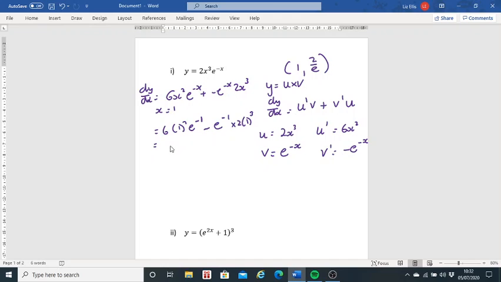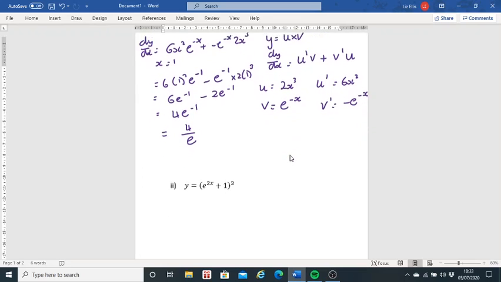Well, this is going to give me 6e to the minus 1. This bit here gives me 2e to the minus 1, which leaves 4e to the minus 1, which can be better written as 4 over e. So this first one needs the product rule.